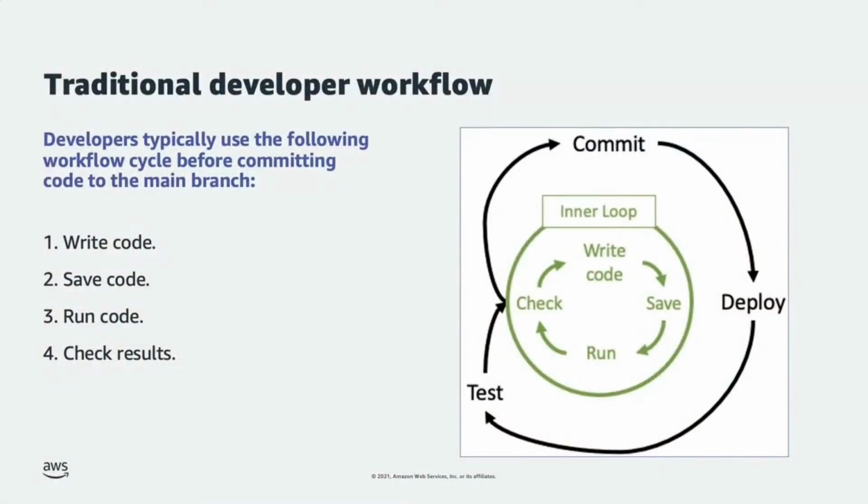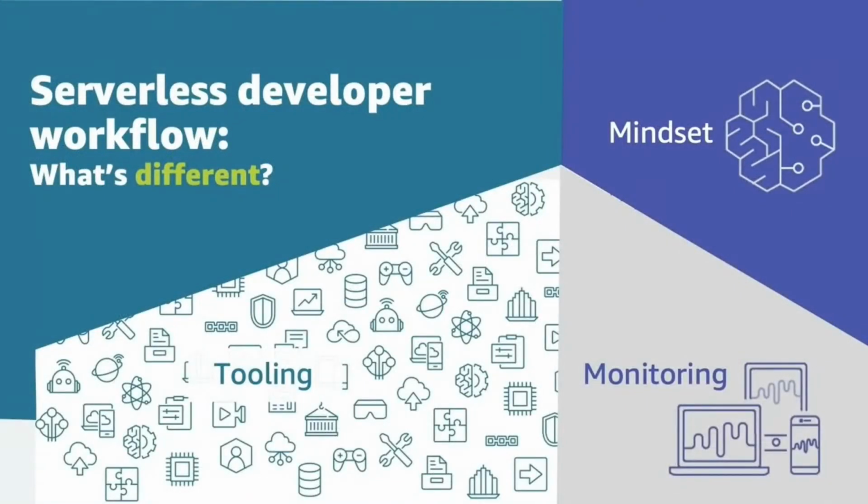And this is the kind of traditional developer workflow that we see people using. I'm focusing here on the inner loop, which allows you to write code, save your code, run your code, and then check the results and edit that code accordingly. And that's your inner loop, which you will run through before then committing to the main branch or to a feature branch, and then deploying and running various other types of tests. And that changes a little bit with the serverless developer workflow. So let's look at what's different.